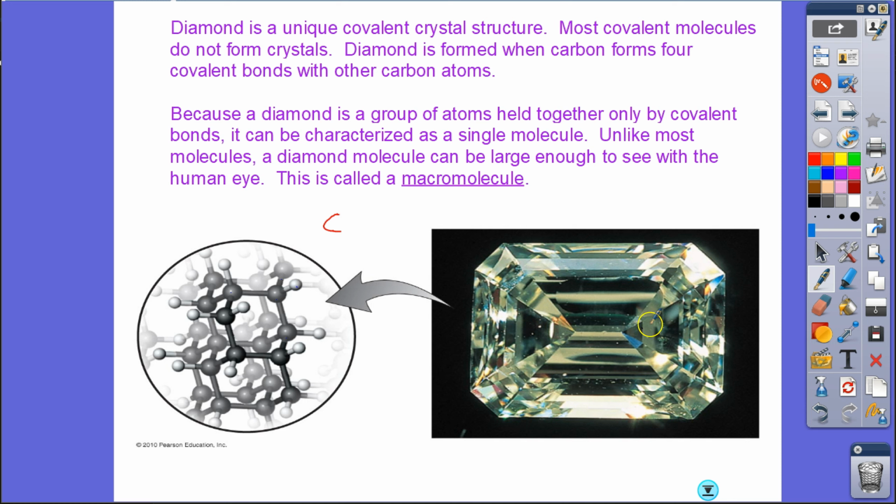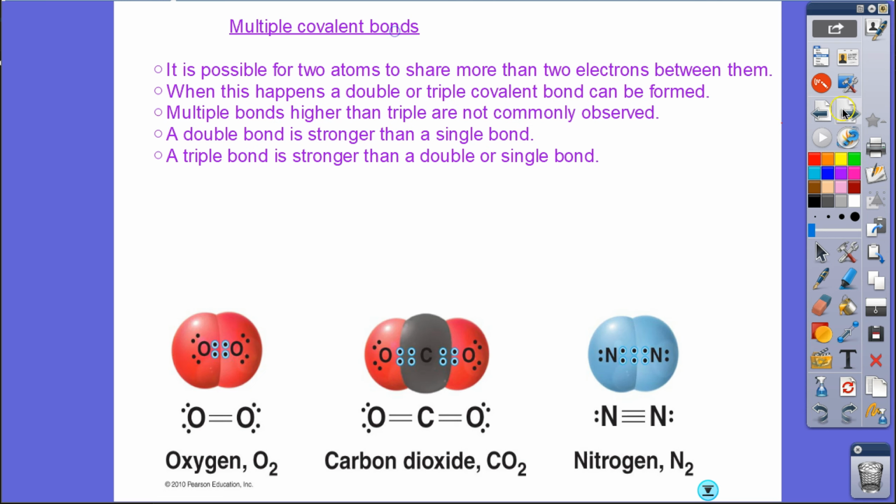It's really rare that molecules are that large. You almost never can see molecules, but when they're huge and you can see them without a microscope, they're called macromolecules. And there's a few things that form those. Carbon's the most popular, or diamond's the most popular one.